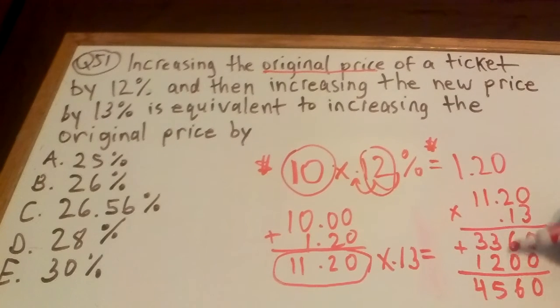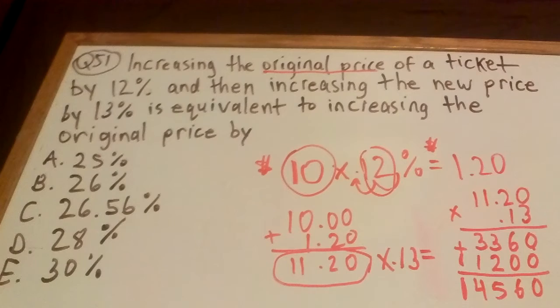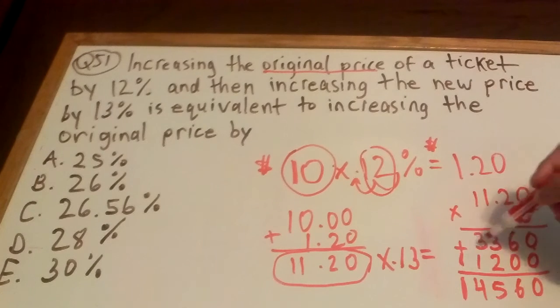1 times 0 is 0. 1 times 2 is 2. 1 times 1 is 1. Aha! I forgot another 1. Okay? See? So it makes sense to go back. I knew it didn't work because it can't have the same number of digits as the top number. It doesn't make sense ever in math.